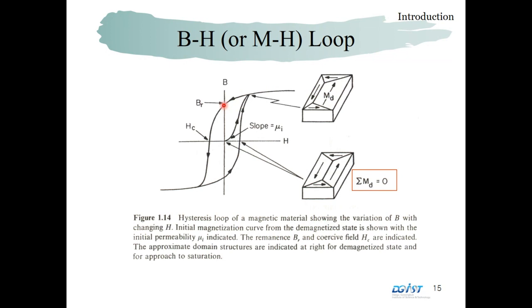And if we apply the negative field, in this direction, with the external field in this direction, this domain's energy is lower. So they try to enlarge the area of this direction of domain. So at a certain field, the total magnetic moment becomes zero, like here. So that's what we call the coercive field.